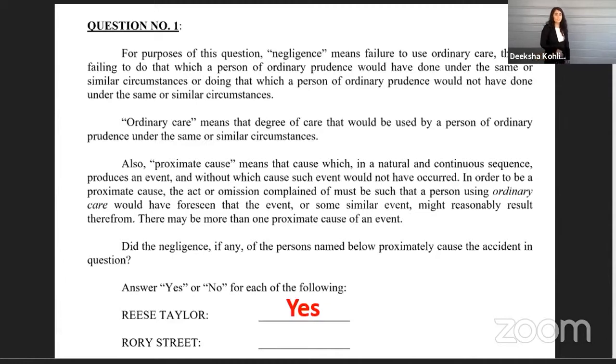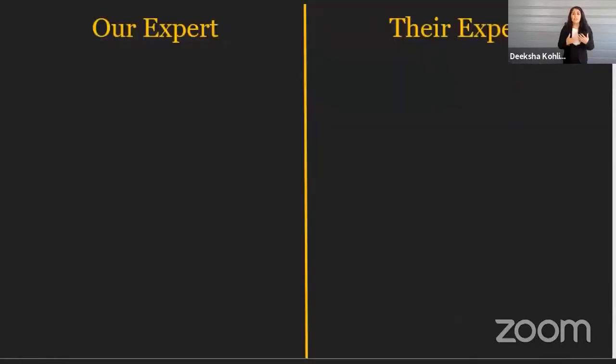Now today, the defense has talked to you a lot about cocaine. The defense says that Rory caused her own death by using cocaine. And here, the defense has the burden of proof. They had to prove that their expert was right and ours was wrong. So let's consider the credentials.